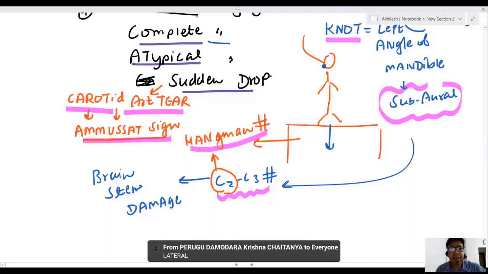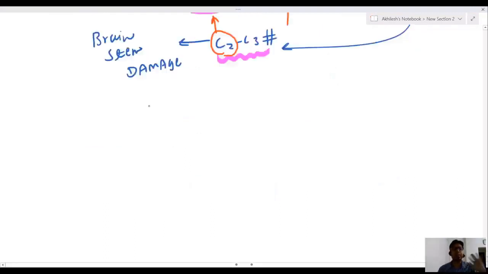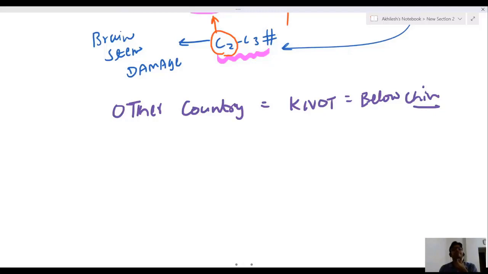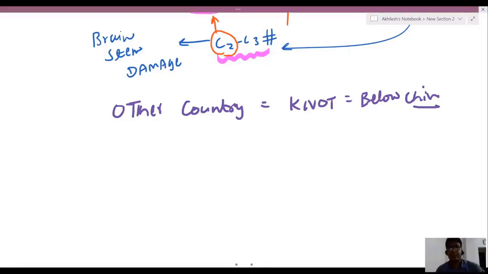Sir, in India we put it here, but in other countries you will get the answer that the hangman knot is placed below the chin. Not in India. In India we put it in that part, but in other countries the knot is placed below the chin. That's different. Anyway, sir, this is all about hanging.